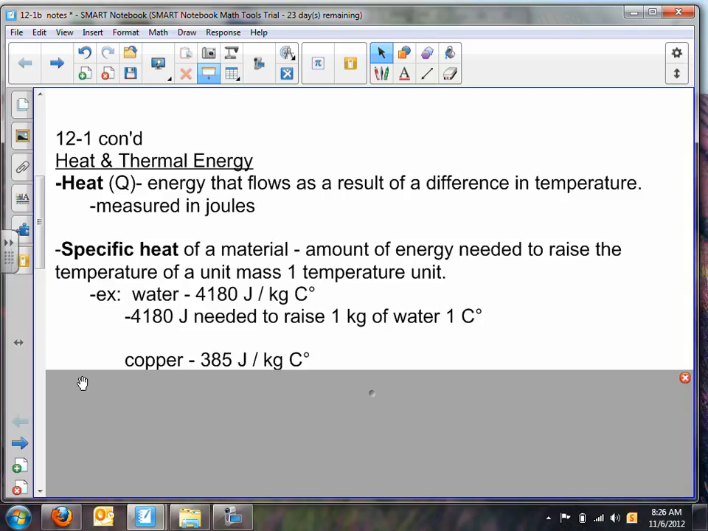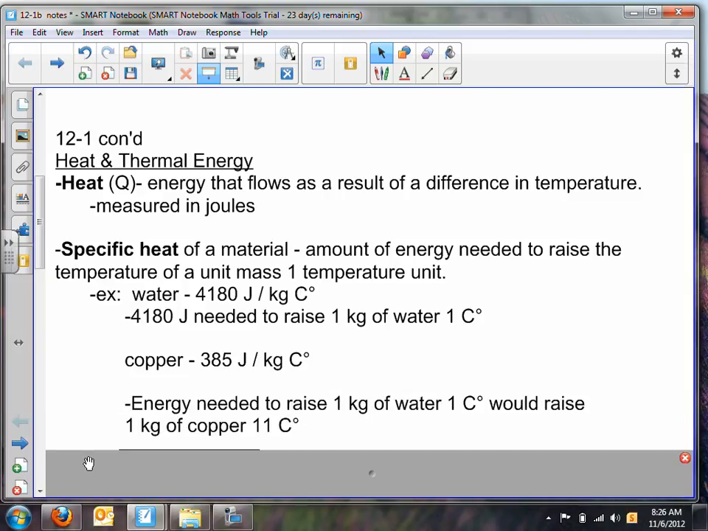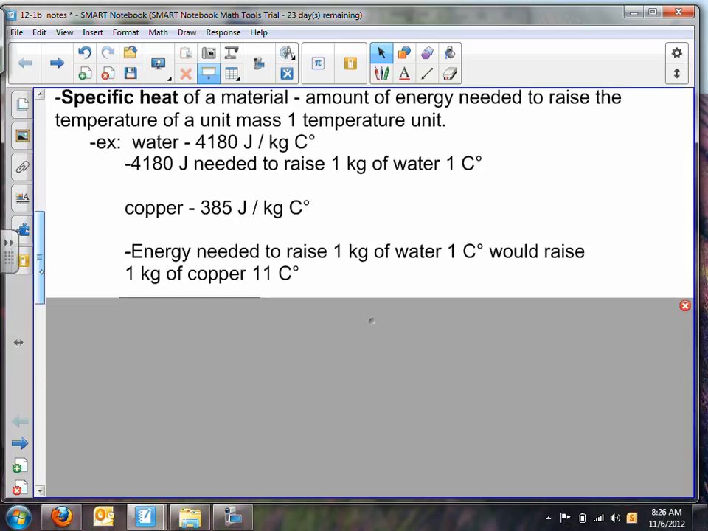Now, you won't have to memorize these numbers. They will be given to you in a table. Your book has that on page 279. And what this means is, the energy required to raise 1 kilogram of water by a Celsius degree would actually raise 1 kilogram of copper 11 degrees. It doesn't take near as much energy to heat up copper as it does water. 4180 is roughly 11 times larger than 385.